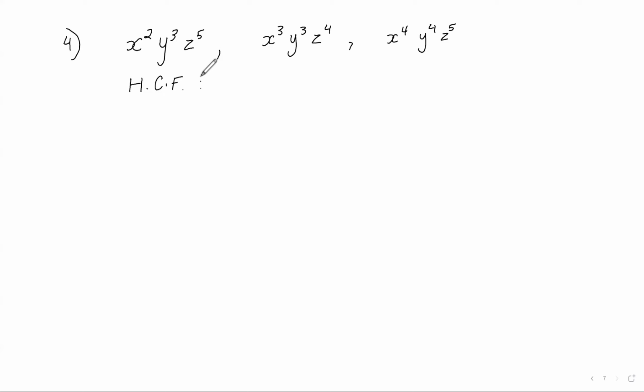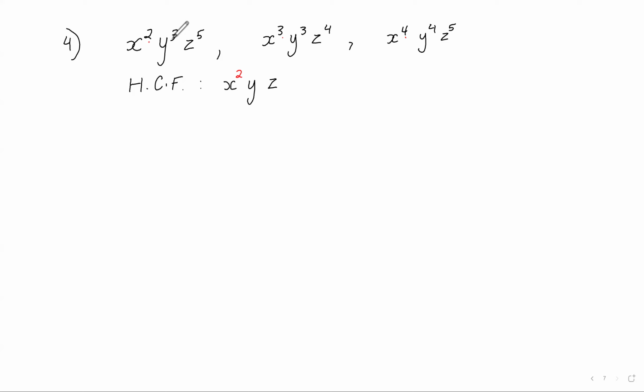The first step is to choose the letters that are common to all of them. So what would the letters be? That would be X, Y, and Z. Right. So we know that X, Y, and Z, some powers of those will make up the highest common factor. And the second step is to choose the lowest power of each letter. So the powers of X are 2, 3, and 4. So which is the lowest power there? 2. Right? So x squared will make up the highest common factor.